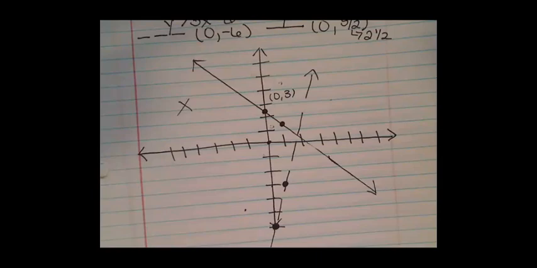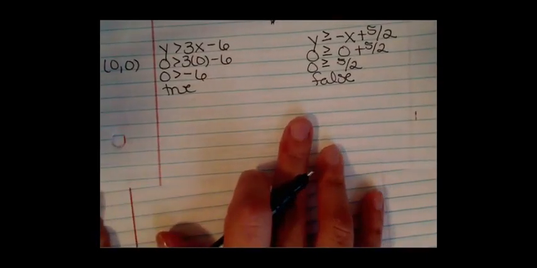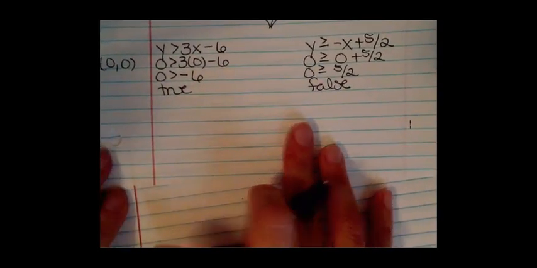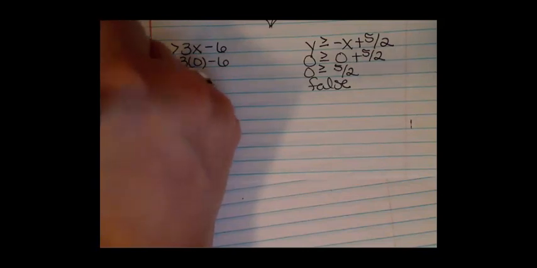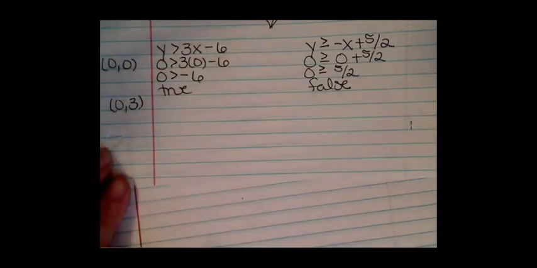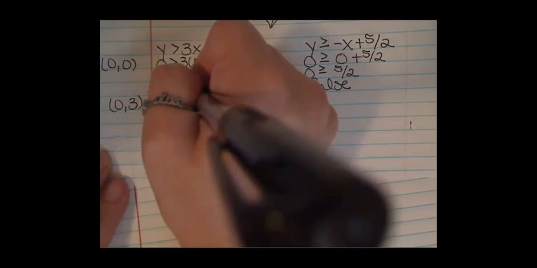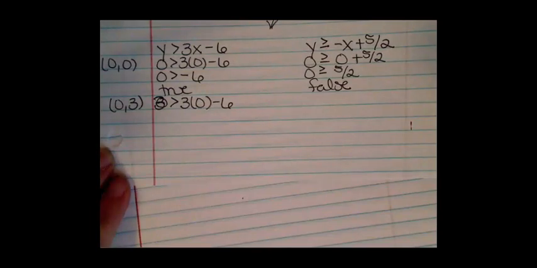So let's come down here. Sorry, I'm trying to keep my paper straight for you. Then let's test 0, 3. So where there's an x, we're going to plug in 0, and where there's a y, we're going to do 3. So 3 is greater than 3 times 0 minus 6. So we get 3 is greater than a negative 6. That's a true statement, which is good.